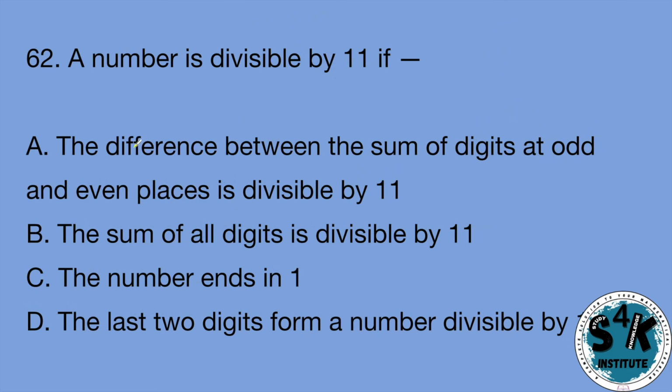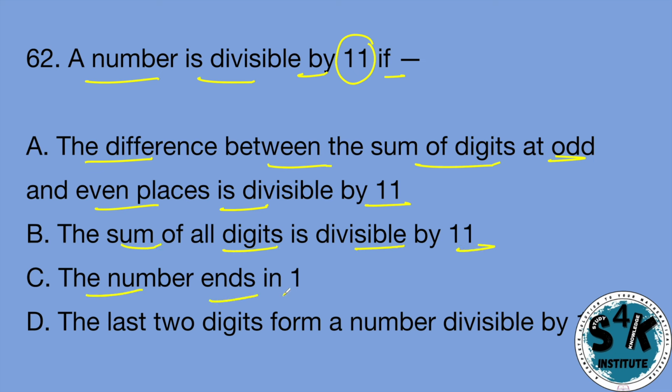Okay, so if the sum of the digits is divisible by 3, the number will be divisible by 3. Now let's go to the next: a number is divisible by 11 if the difference between the sum of the digits at odd and even places is divisible by 11. The sum of all digits is divisible by 11. The number ends with 1. The last two digits form a number divisible by 11. It is 11 written here. So no. So the answer is A only.